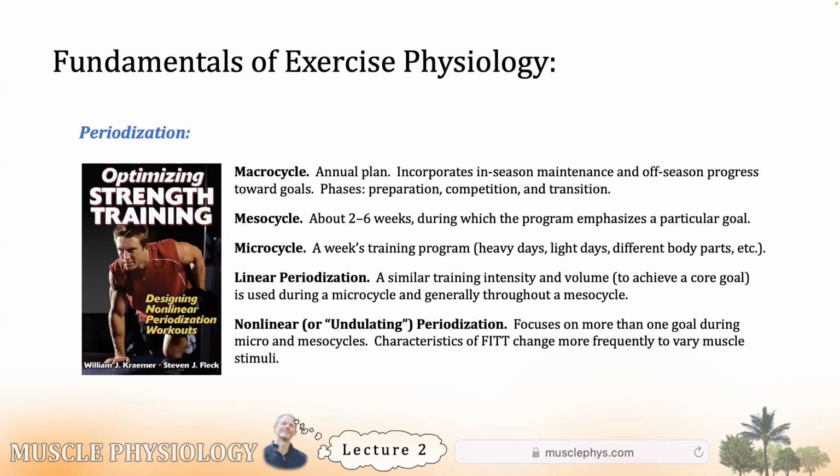So we break up the entire year as a macro cycle. That's our annual phase, and then within a whole year-long macro cycle, there are probably a dozen or so mesocycles. It might be a month long each, maybe 6 weeks, something like that. And in each one of these mesocycles, a specific goal is emphasized. And then within a mesocycle, there are probably 4, maybe 5 or 6 microcycles.